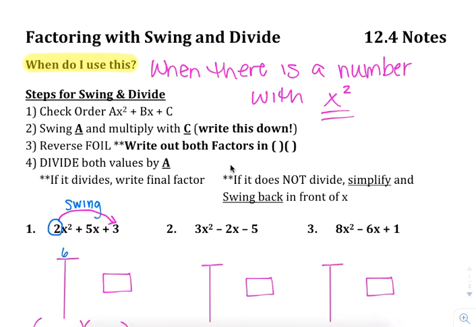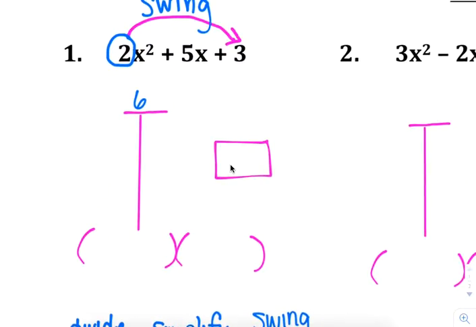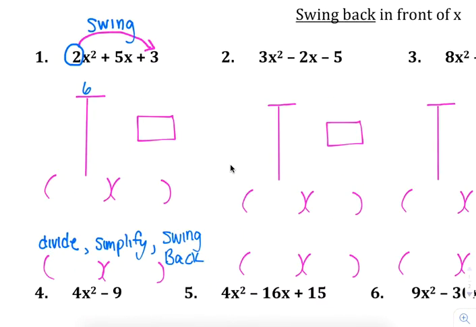First thing we're going to do is swing the A. That means that we are going to multiply it with the C, and we're going to write this new equation down. Let me show you what that looks like first, okay? On problem 1, I've kind of already noted what the swing is going to do. We're going to take that 2, swing it over to the 3, and we're going to change it to a 6. So the 2 is gone, and our problem says x squared plus 5x plus 6. So that's the new equation that we're working with, okay?